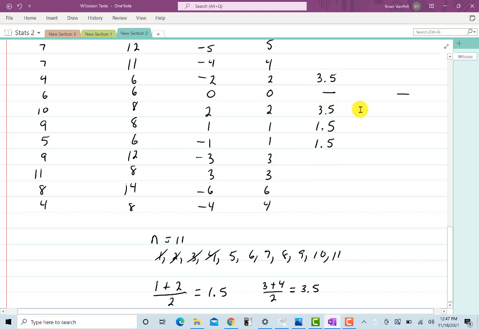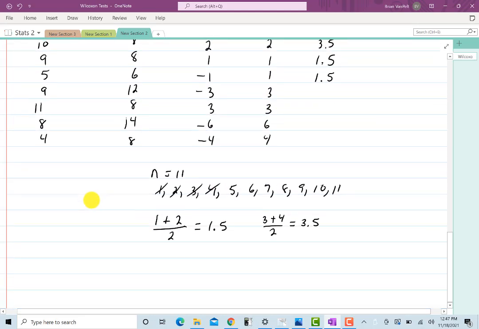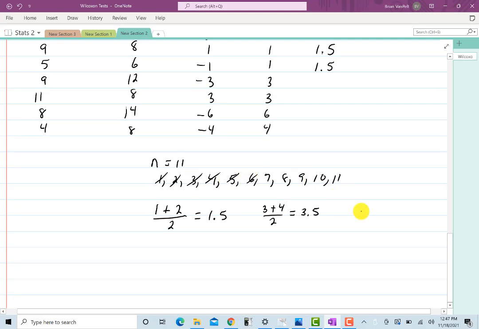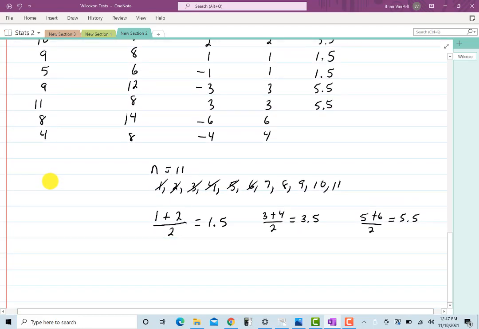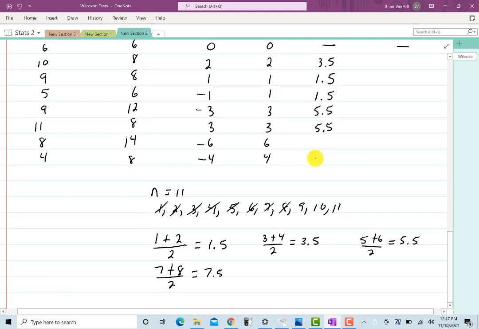All right, moving on. My next number on the list is 3, and once again we have a repeat. So the 3s are going to use up 5 and 6. 5 plus 6 divided by 2 equals 5.5. So I'm going to put a 5.5 next to the 3s. All right, moving on to the 4s. How many 4s do I have in my list? I have 2 4s in the list. So I'm going to use rankings 7 and 8 for those. That is equal to 7.5. So the 4s get 7.5 next to them.